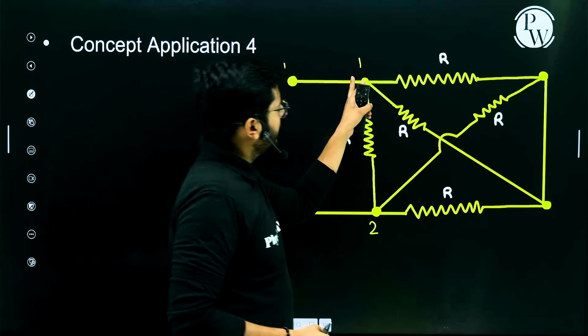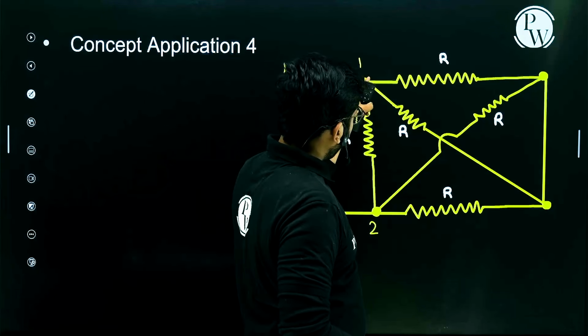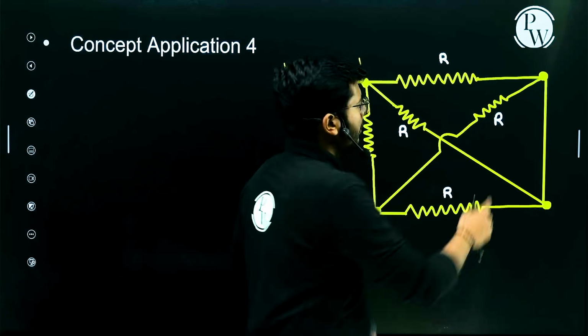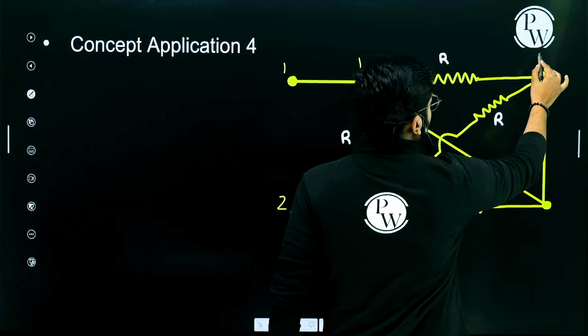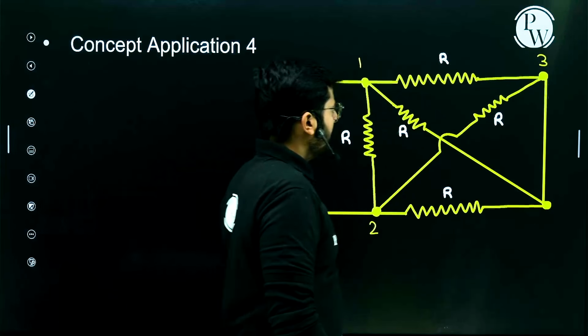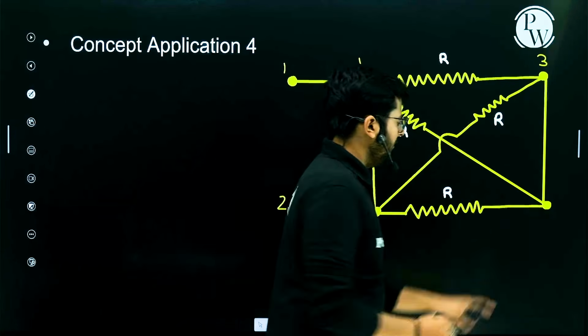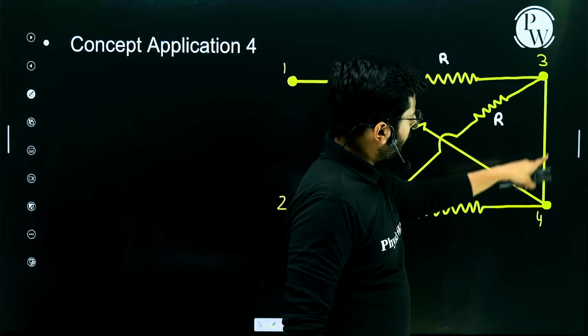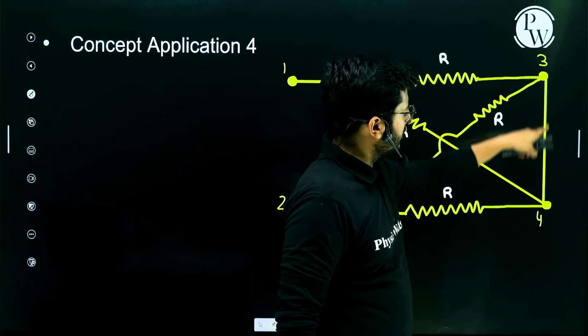So now if you look further, you see that between this point and this point, we have a resistance. So we cannot call these 2 points the same potential. We have to call this another point, let's say 3. And again, between 2 and this point, we have another resistance. So let's call it 3 and 4. Look into point 3 and point 4. Between these two, there is no resistance.